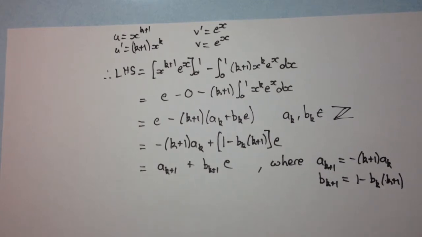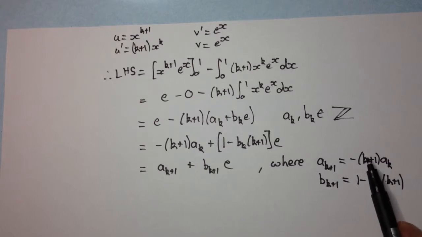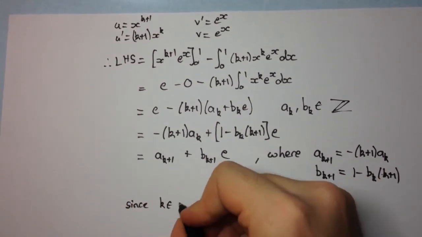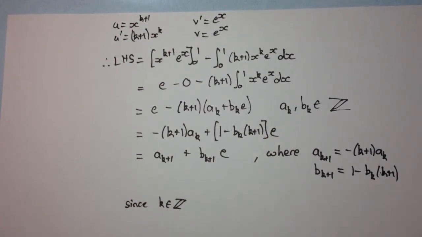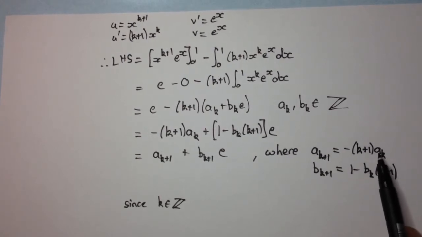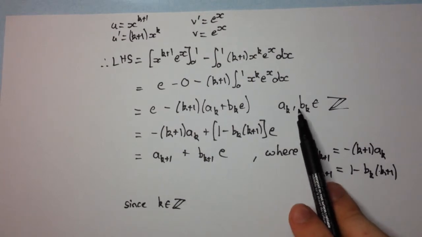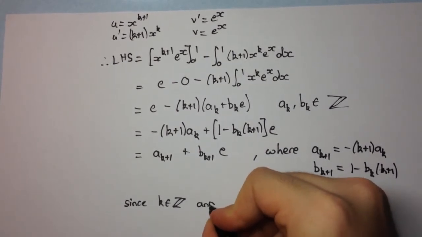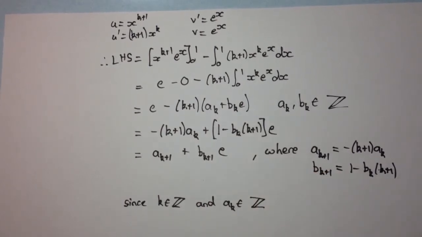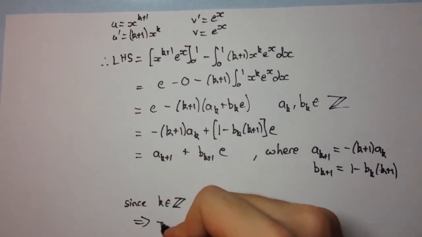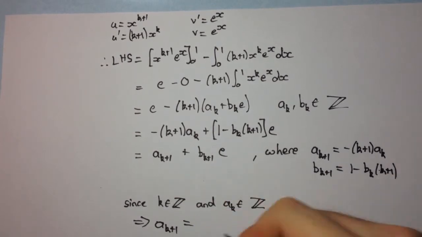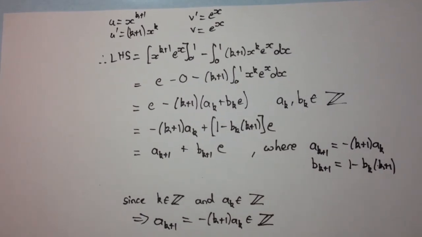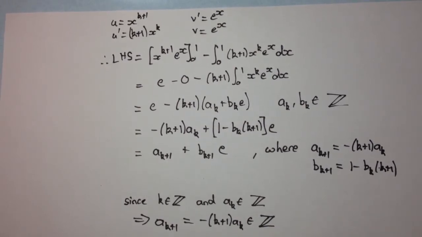Now, how do we know that these are integers? Well, we know that k is an integer because k can only take the values that n can take. So, since k is an integer, now obviously 1's an integer, that's too explicit to even have to write down. It's obvious that 1's an integer, and we've assumed that a sub k is an integer, right? In our assumption, we said that a sub k and b sub k were integers. So since k is an integer, and a sub k is an integer, this means that a sub k plus 1, which is equal to negative k plus 1 times a sub k, is also an integer. Right? When we multiply integers, and when we add integers, and when we subtract integers, it's always going to give us an integer.